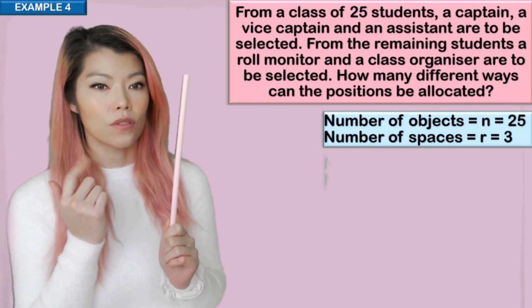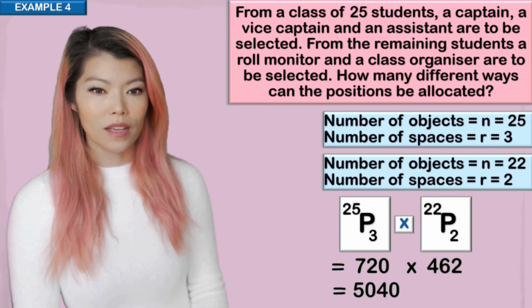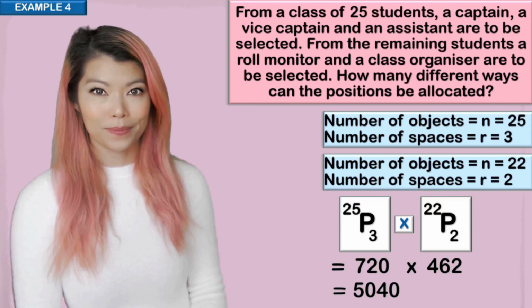So from the 22, we need 2. So we need to fill these positions, and these. So 25P3 and 22P2. And when we say and in mathematics, we mean times. So we put that in the calculator, 13,800 times 462, which gives us 5,040.